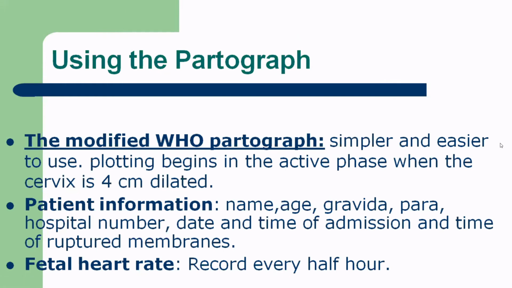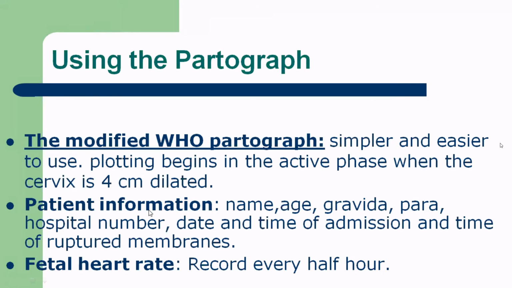Yeah, how to use it? The modified WHO partograph is very simple and easy to use. Plotting begins in the active phase when the cervix is 4 centimeter dilated. Okay, 4 centimeter or more. Okay, don't think that if it is 6 centimeter, we will not plot it. So 4 and more, we will plot it.